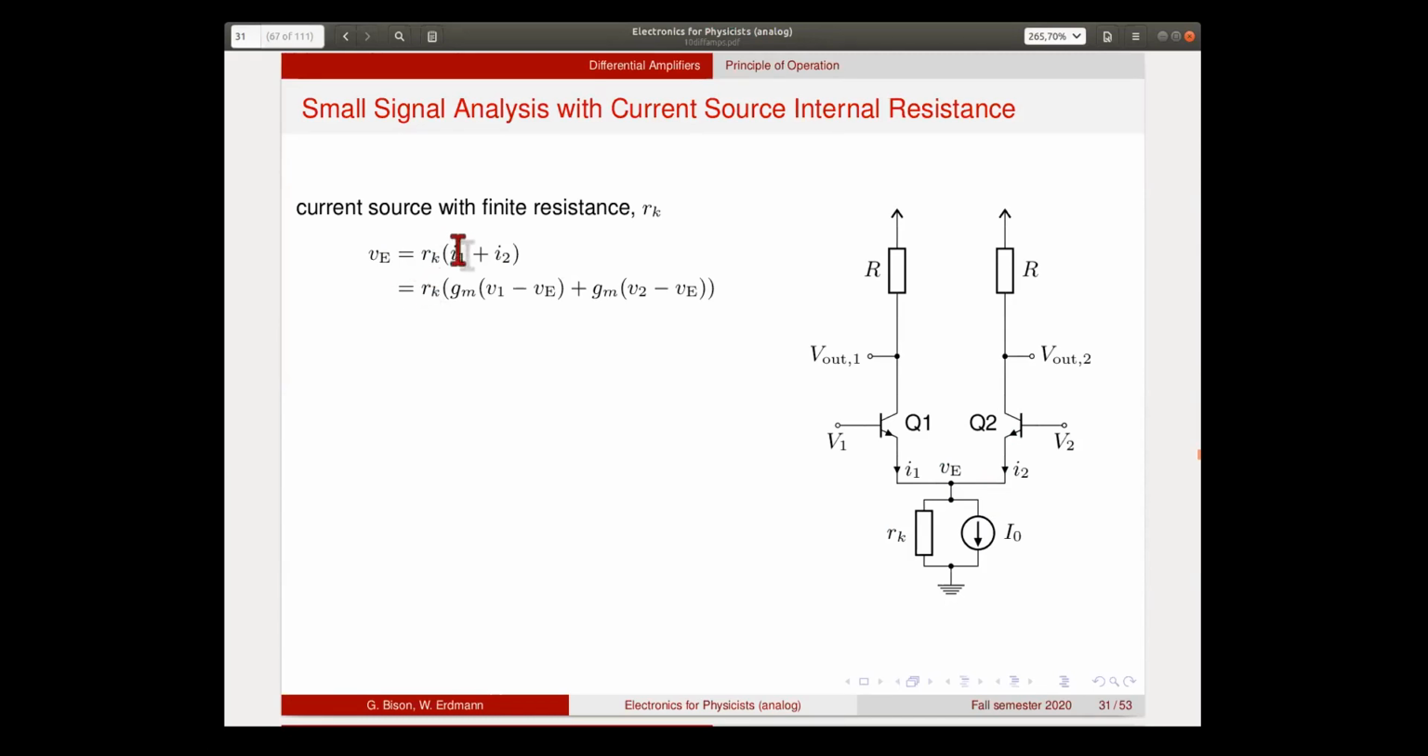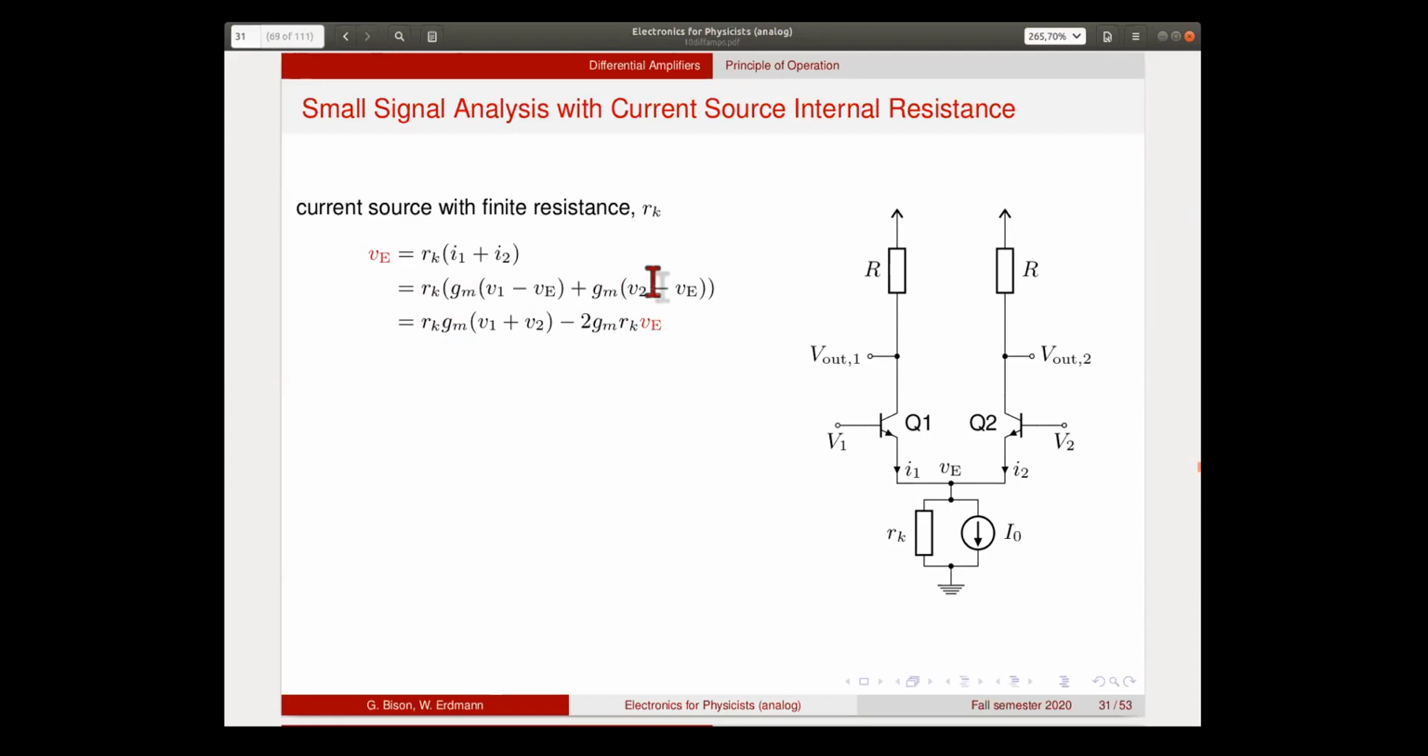So now, again, we plug in the expressions for the currents. So here we have GM times (V1 minus VE), and here we have GM times (V2 minus VE), which is the transistor modulation. And now sort the terms. So here we have RK times GM times (V1 plus V2), which appears in both. And we have a minus 2 RK GM times VE, because this also appears in both.